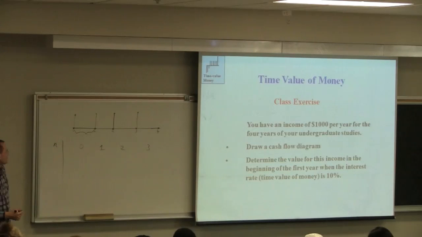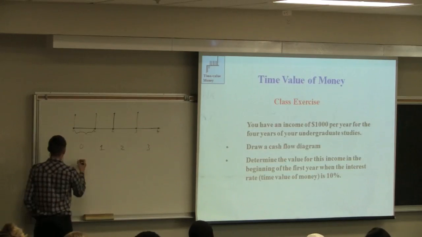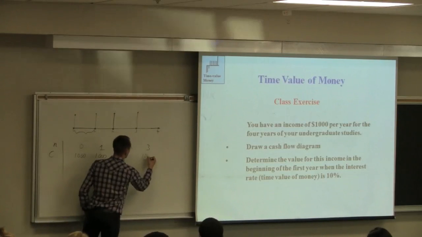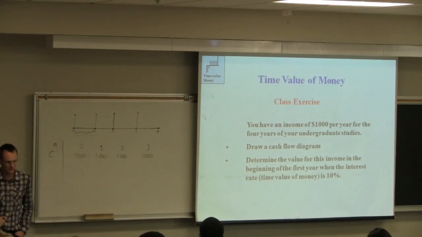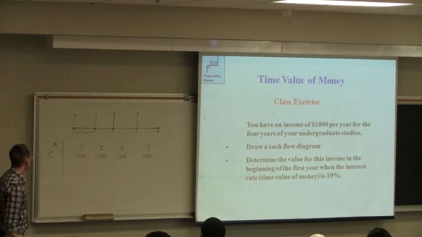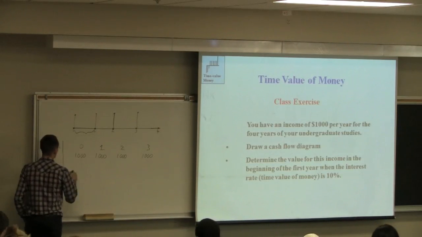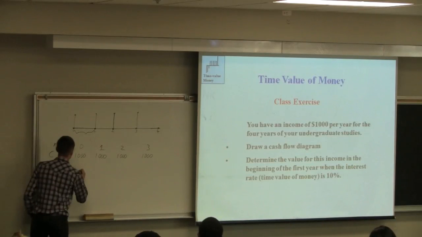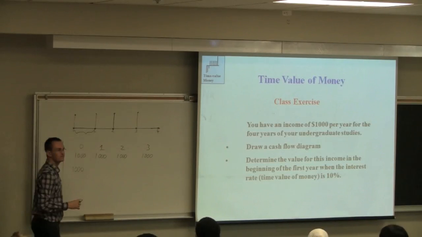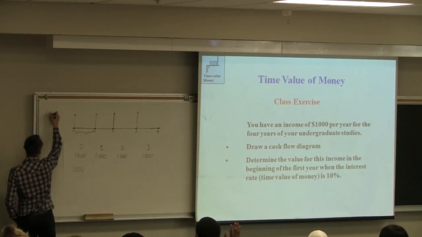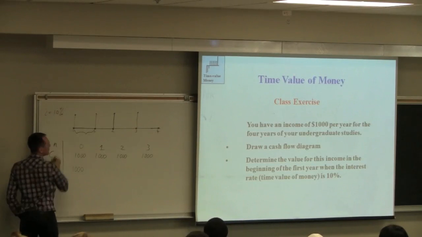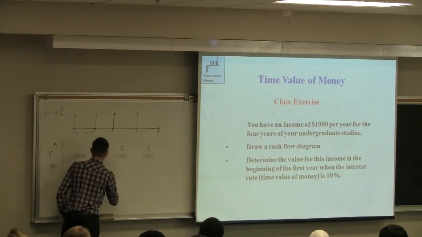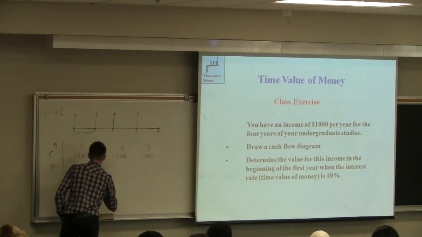My inflows every single year, C, are $1,000. And then in present day terms, what is the present value of the first inflow? 1,000. Present value of the next inflow? 1,000 divided by 1.1 is 909.